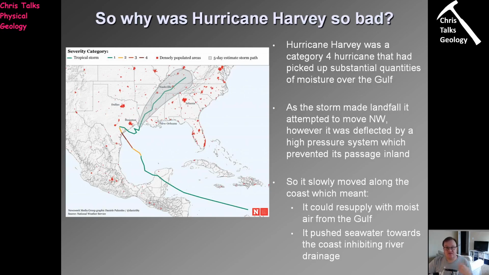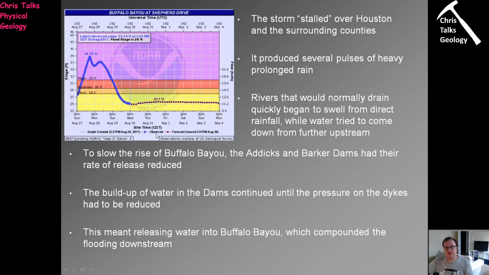So it was constantly replenishing itself. So this hurricane was constantly keeping up the same level of precipitation over a very, very long time period. So this was a really nasty situation. It was pretty much about as bad as it could have gotten.